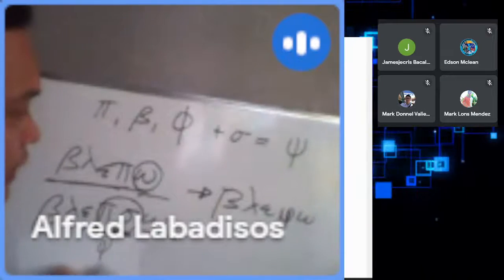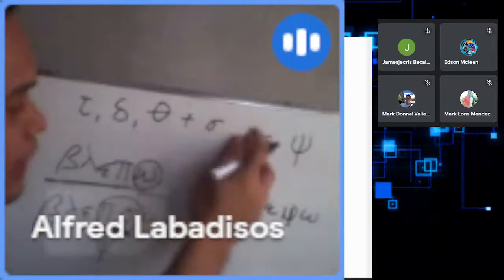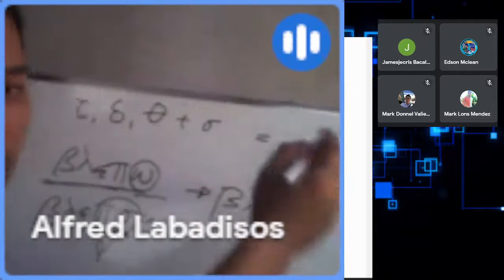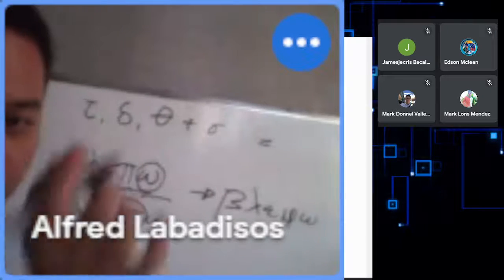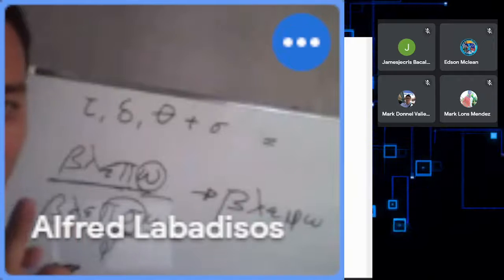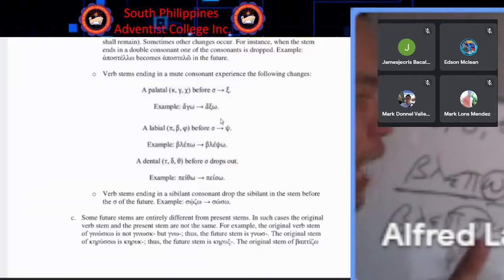And lastly, we have the dental. What are the dental consonants? We have the tau, the delta, and the theta, plus sigma, or they are placed side by side. What it says here is that the delta, the tau, and the theta before sigma drop out.